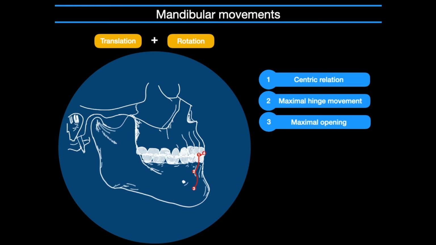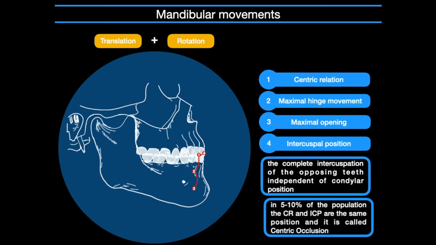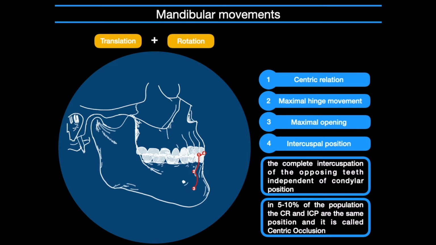Now, if the mandible slides forward from the centric relation position, it will be in the intercuspal position, which is defined as the complete intercuspation of the opposing teeth independent of condylar position. In 5–10% of the population, the centric relation and the intercuspal position are the same position, which is called centric occlusion. So, to summarize, centric relation is defined by the condylar position and is independent of teeth position. And the intercuspal position is exactly the opposite, as it is defined by the teeth position and it is independent of condylar position.